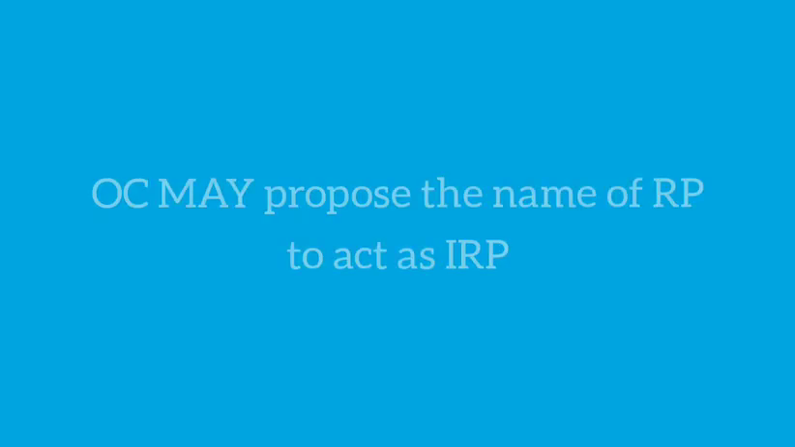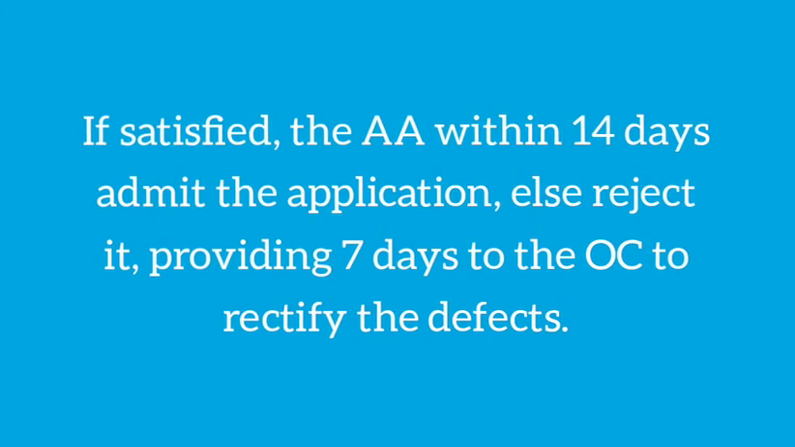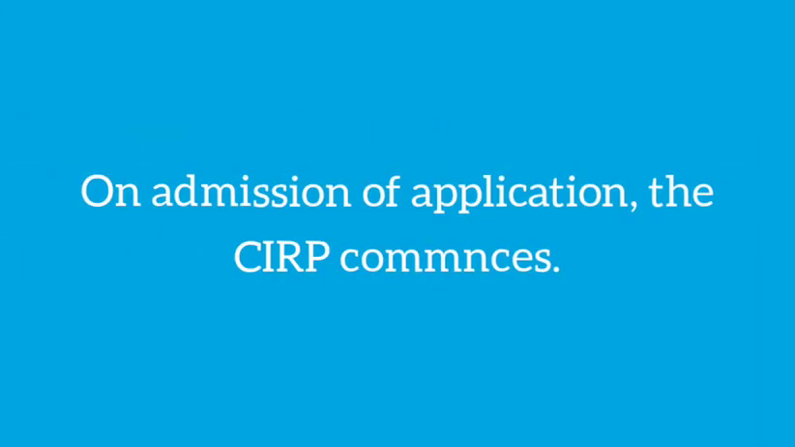Now, along with the application, the operational creditor, not compulsorily but at its option, may propose the name of the resolution professional to act as an interim resolution professional. And if the adjudicating authority is satisfied that all the requirements of the application are fulfilled, it shall within 14 days admit the application, and if it feels that any of the requirements are not fulfilled, it may reject the application. However, it may provide 7 days to the operational creditor to rectify the defects in the application, if any. And once the application is admitted, the CIRP process commences.